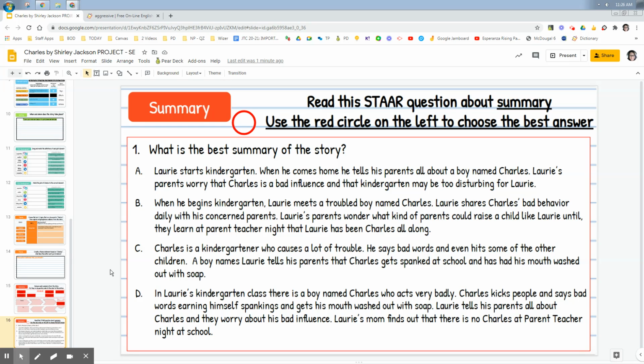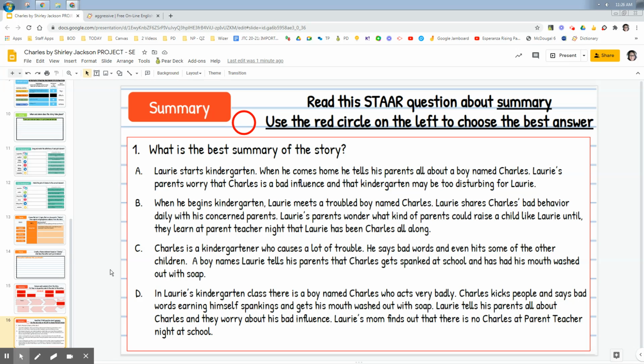Answer choice C. Charles is a kindergartner who causes a lot of trouble. He says bad words and even hits some of the other children. A boy named Lori tells his parents that Charles gets spanked at school and has had his mouth washed out with soap. Yes, no, or maybe if this is the best summary for the whole entire story.